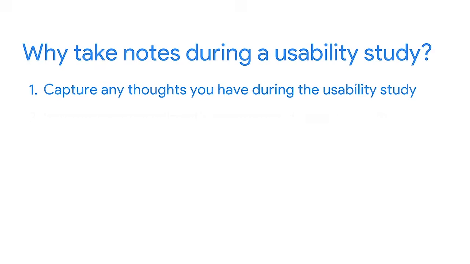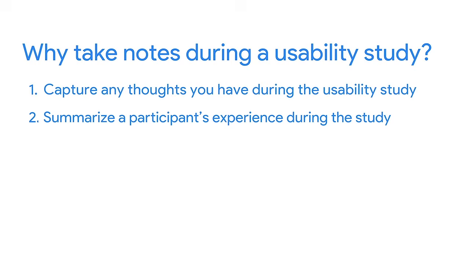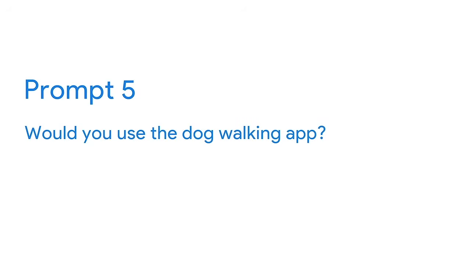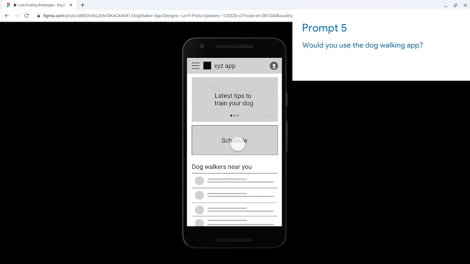Second, you might take notes to summarize a participant's experience during the study. Let's review how Participant C felt about the whole experience. Prompt 5. Would you use the dog walking app? Yeah, I definitely use this for sure. It really seems super simple to use. I'd just love to see a little more customization and of course some more actual details of the content. After that, I think it's pretty much ready to go. Thanks for letting me try it out today.